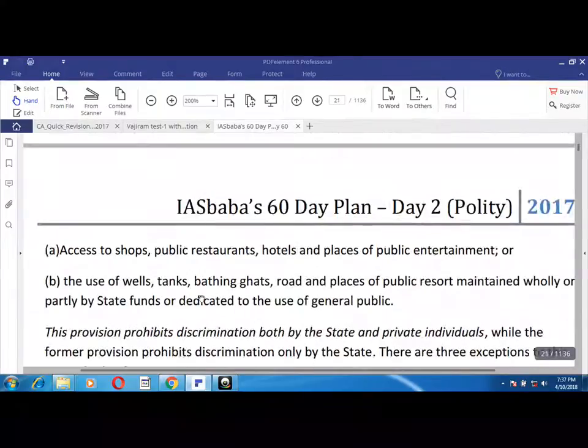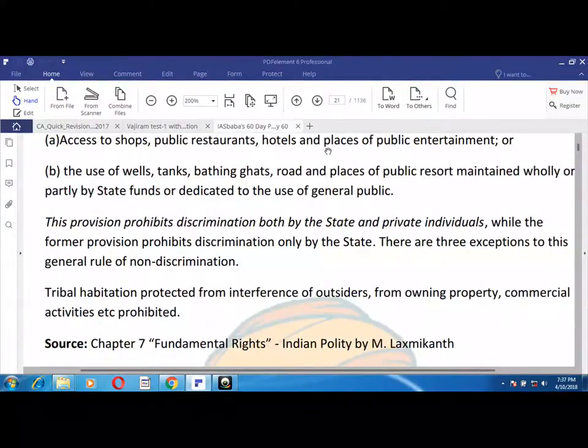Here, with regard to access to shops, public restaurants, hotels, use of wells, tanks, bathing ghats, roads, the provision prohibits discrimination by both the state and private individuals, while the former provisions prohibit discrimination only by the state. There are three exceptions to this general rule of non-discrimination. Tribal inhabitation is protected from interference of outsiders, from owning property, commercial activities, etc.